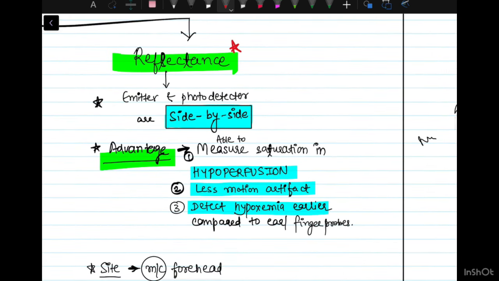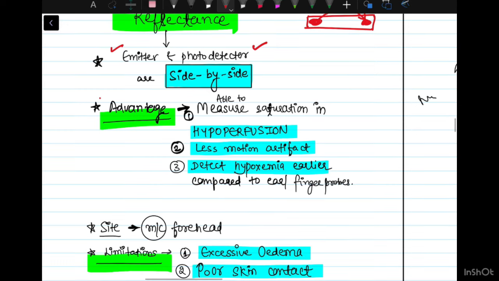But now there are newer types of pulse oximetry, which is reflectance. The emitter and the photodetector are side by side. So if this is the pulse oximeter, this is the surface. On one side there is the emitter, on the other side there is the photodetector. What does it do? It emits and it will get reflected and come to the detector. Why at all was there a need for this reflectance? Why was a simple transmittance pulse oximetry not of value?